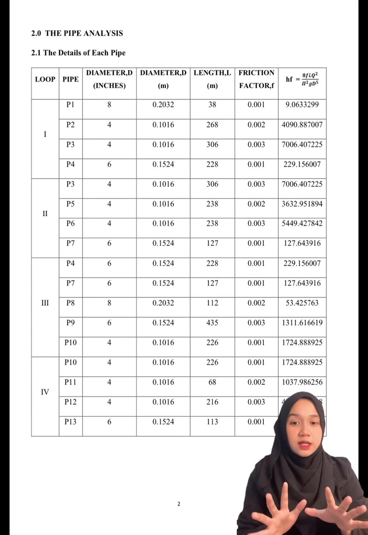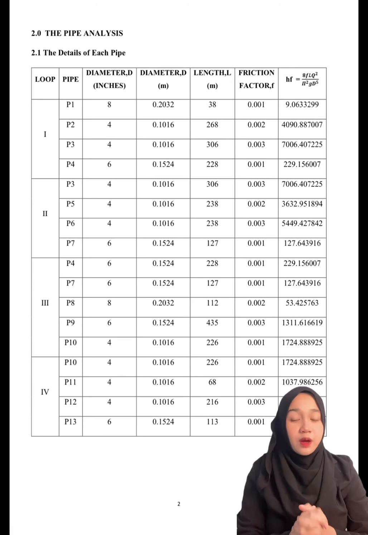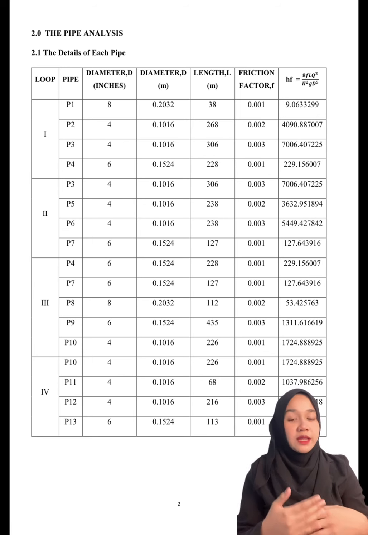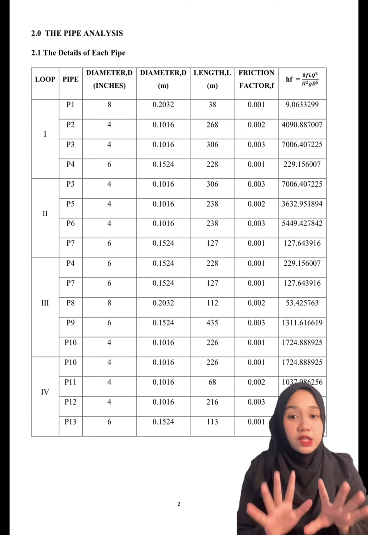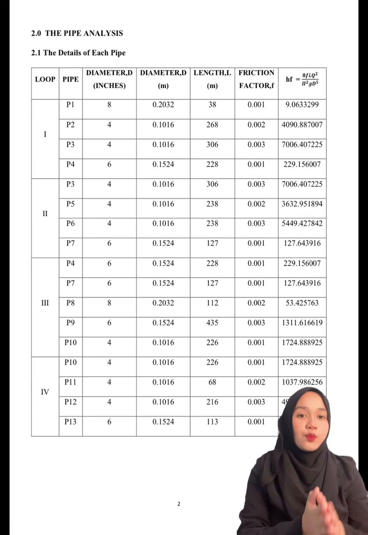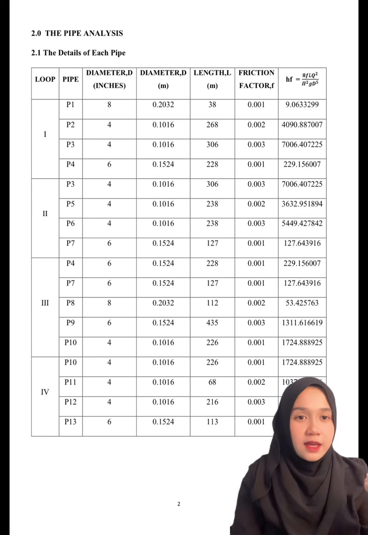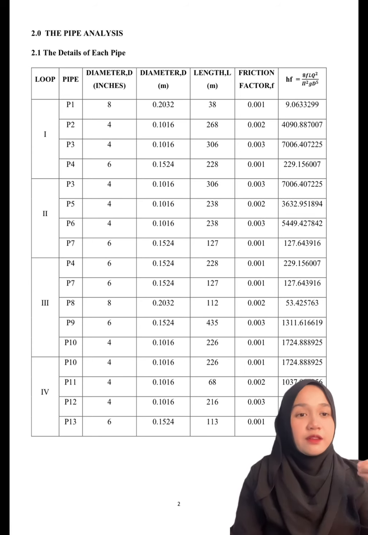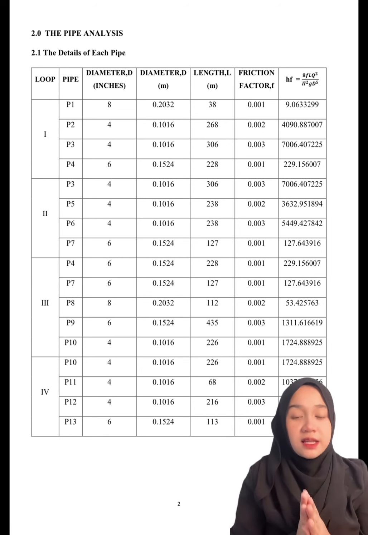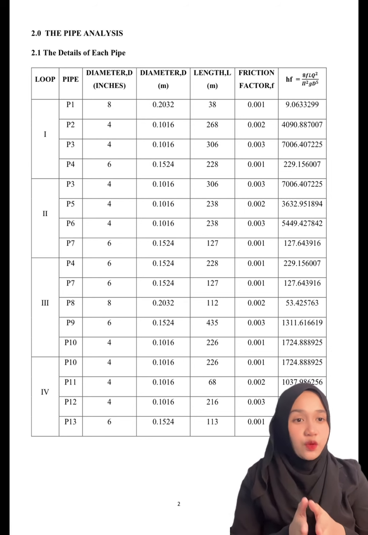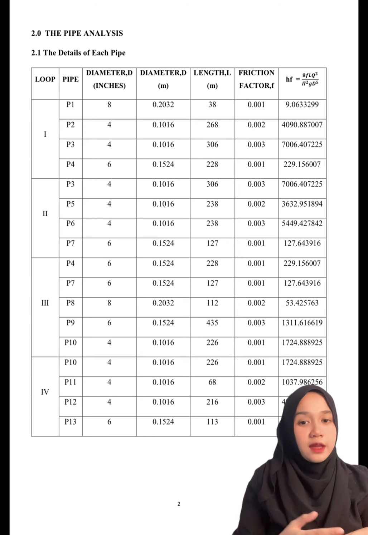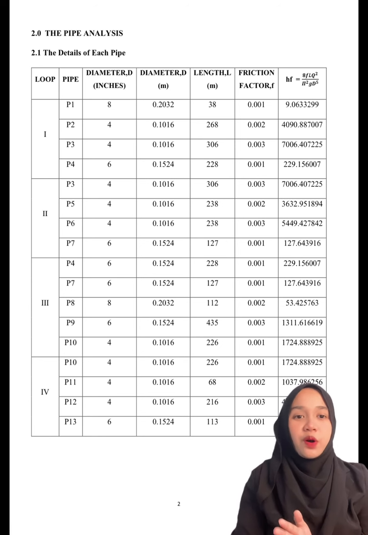Okay, now I will tell all of you about the example. We cannot go through all of the examples, but we will go through 2 or 3 because we have insufficient time. Look at loop 1, pipe 1. We get 8 inches, 0.2032 meter, 38 meter for length. Friction factor we got 0.001, and from the Darcy-Weisbach equation we got 9.0633299.